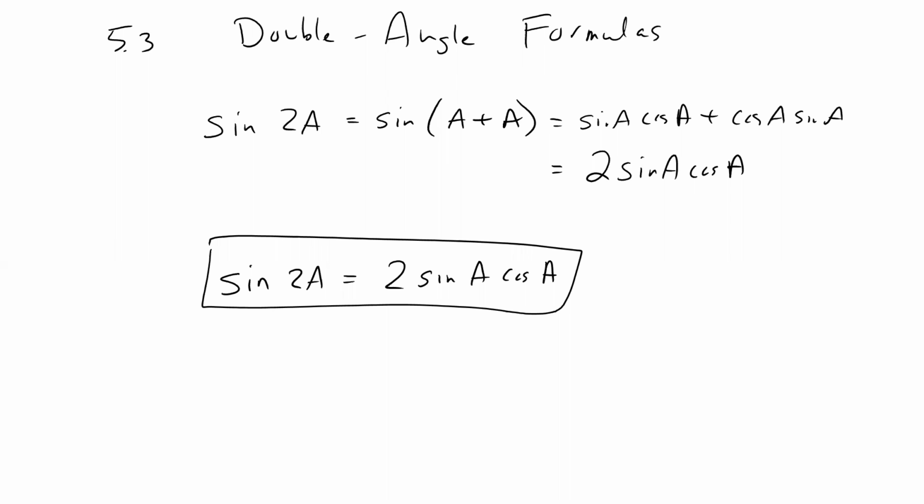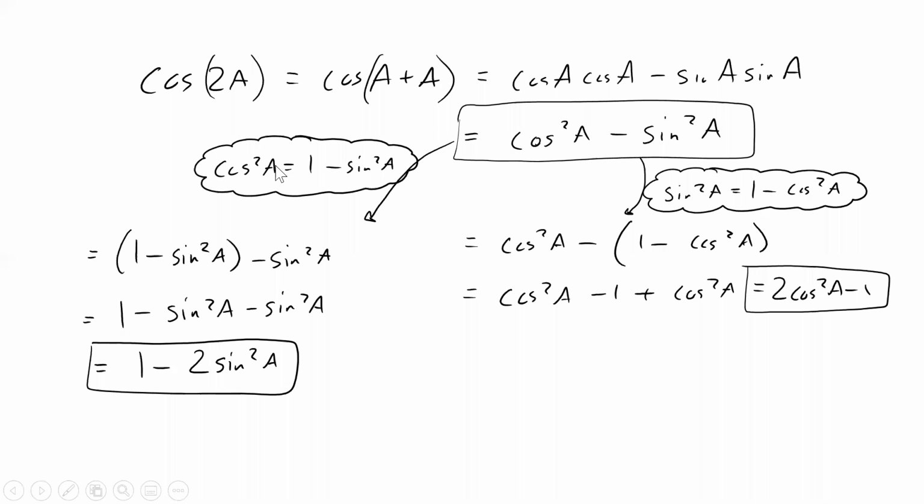5.3, deja vu. Double angle formula for sine. All we did really is just keep the angles exactly the same. We added the formula and voila, we have progressed in trigonometry. That is so awesome. For cosine, the double angle formula turned out to be three different formulas.